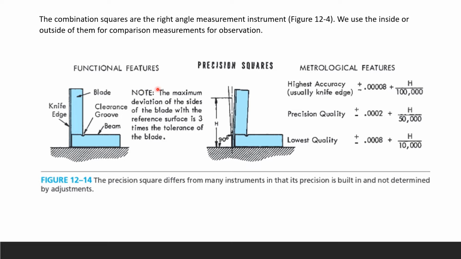When you look at the functional features of your precision square, you're going to see the knife edge, and then the blade, and you have a little clearance groove, and then the beam. They're a little bit different, so do not confuse this side and that side. Definitely the square has to be at 90 degrees, and this is your height. And for highest accuracy, this is how far we can go, 100,000, in precision and accuracy. This is just your tolerance zone that your square can deviate. This is a very exaggerated picture. The tolerance is of course very, very minute.